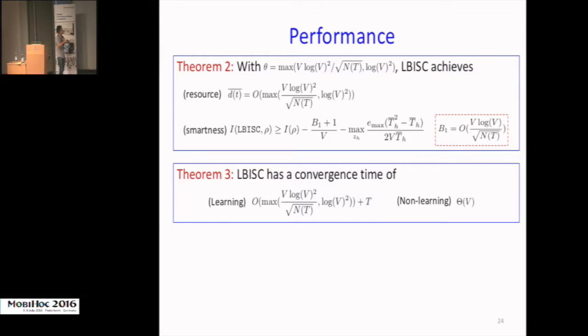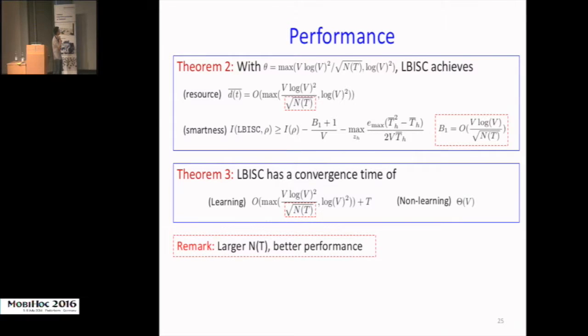Now, in this case, what we can show is that this bound is quite similar to the resource deficit bound. Essentially, it scales as follows: v log v squared divided by square root of N of t. Now, this is the convergence time for the learning-based algorithm. If you don't learn, it's linear in v. I should also clarify that this linear in v assumes the statistics beforehand.